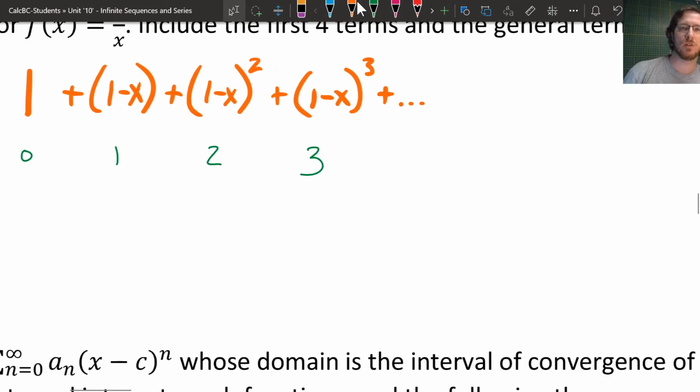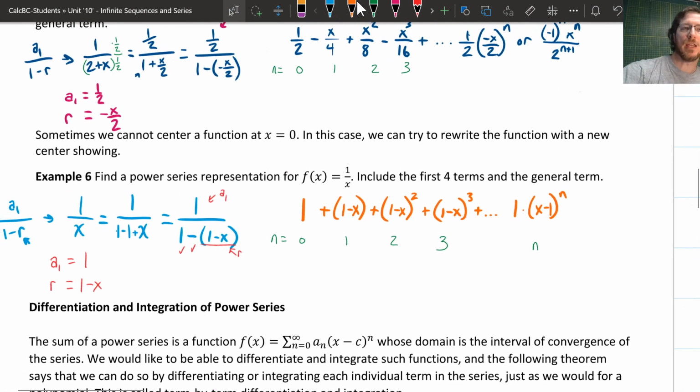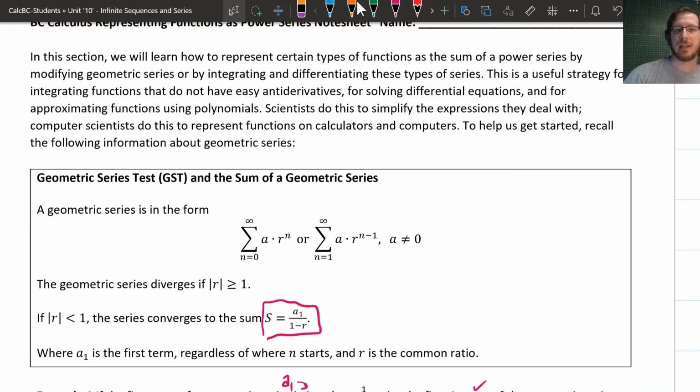All right, so that's our first 4 terms. As a general rule, geometrically we can write it as 1 times 1 minus x to the nth value. We could drop the 1 if we wanted to. Either way, that's what happens on our nth term, or our general rule. So that is taking a given function and using what we know about geometric series and the sum of converging geometric series to rewrite or to model a function using the sum of a power series.